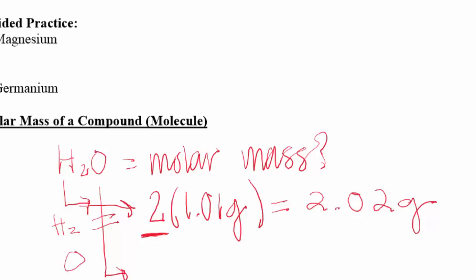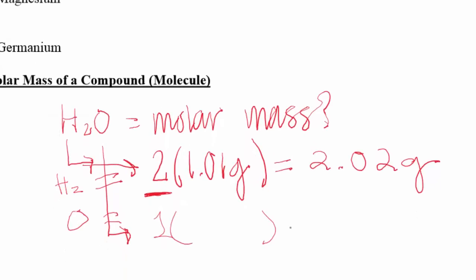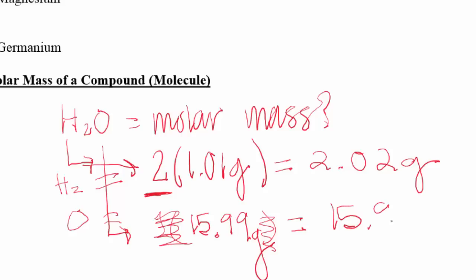In the formula, I just have 1 oxygen, so I don't even really need to put a number 1 here and put the molar mass in parentheses, because it's just 1. All I have to do is write the molar mass of oxygen. So I look on the periodic table. The molar mass of oxygen is 15.999. So 15.99 grams is just 15.99 grams because I only have 1 oxygen.